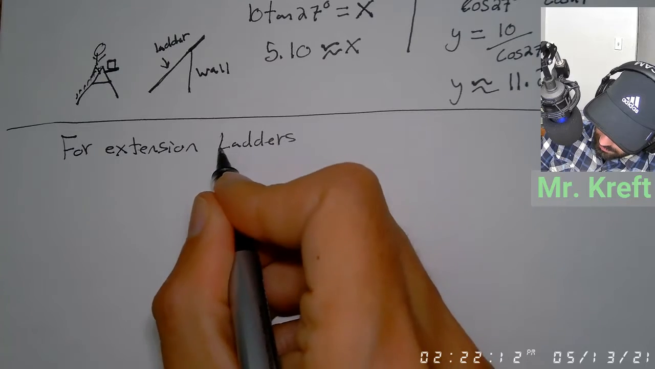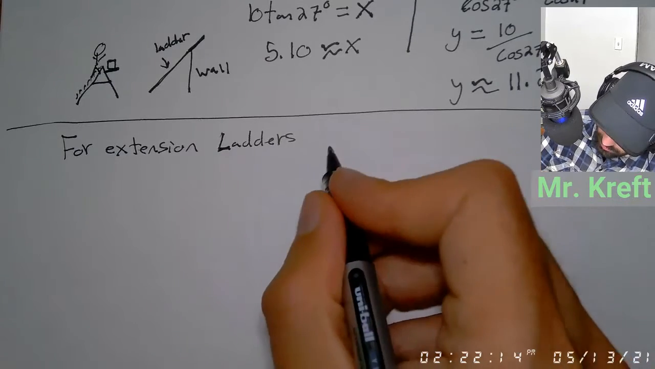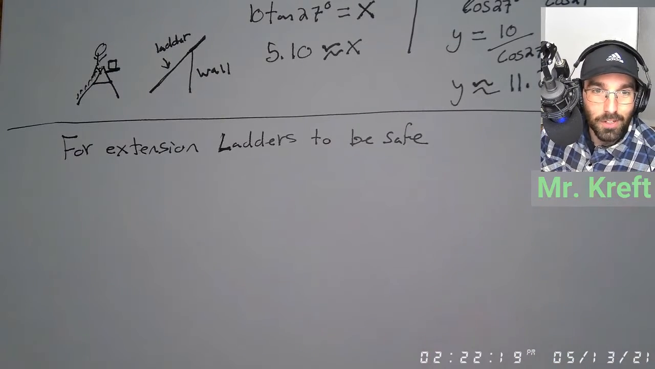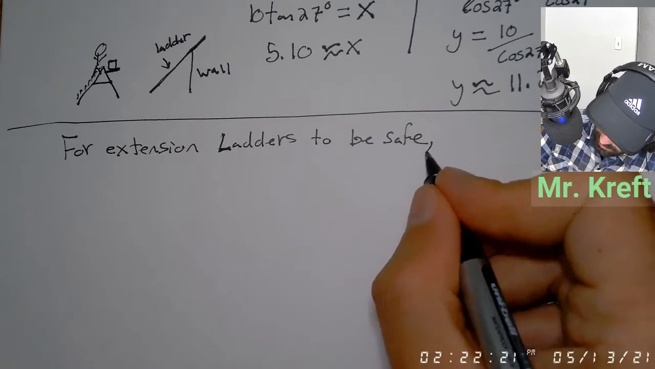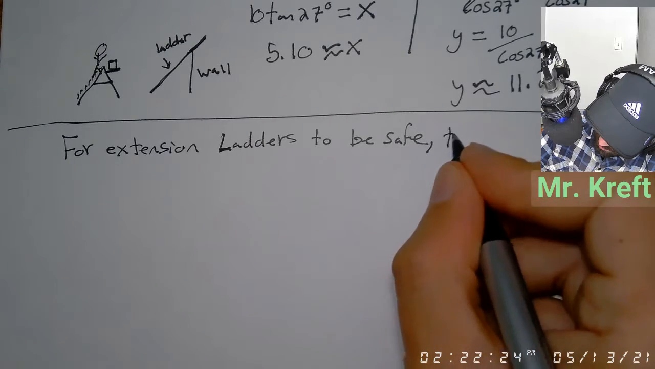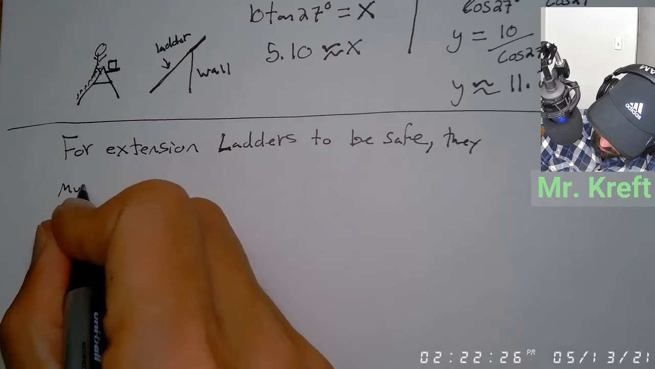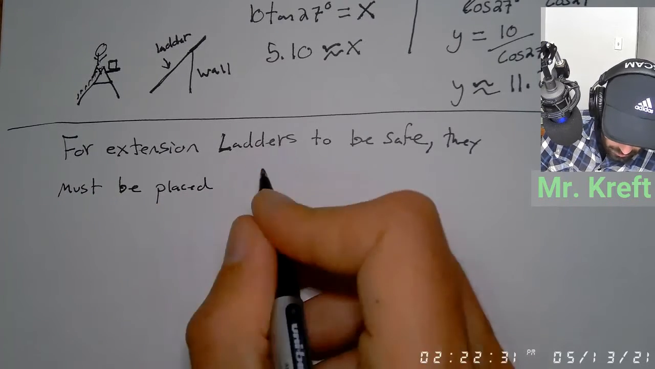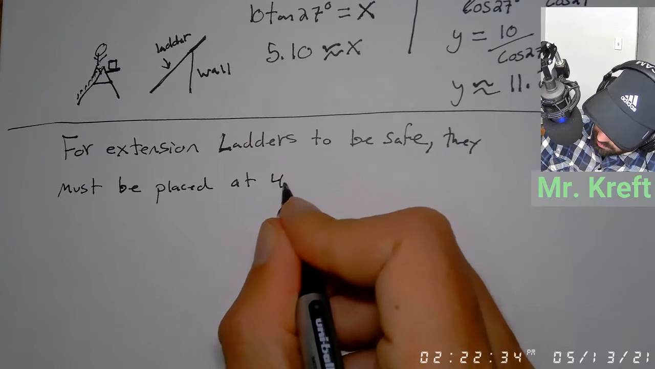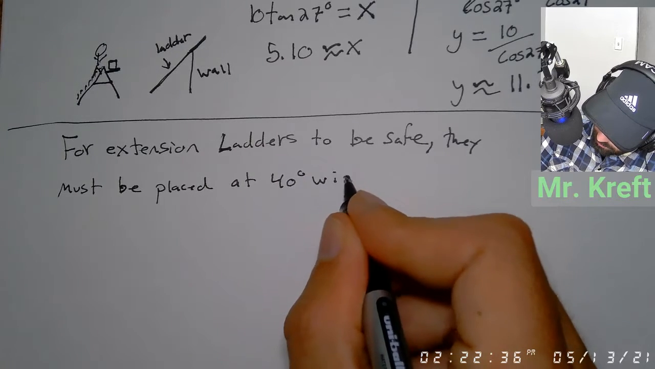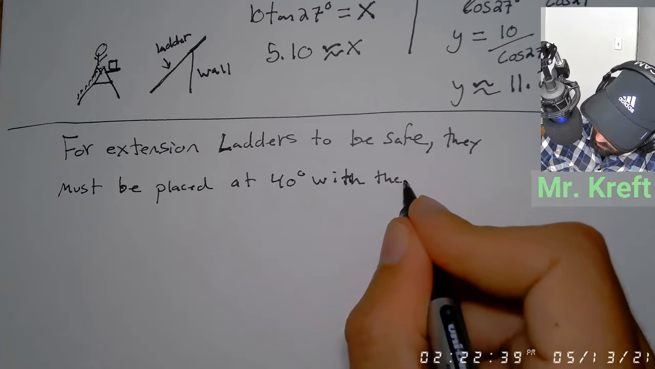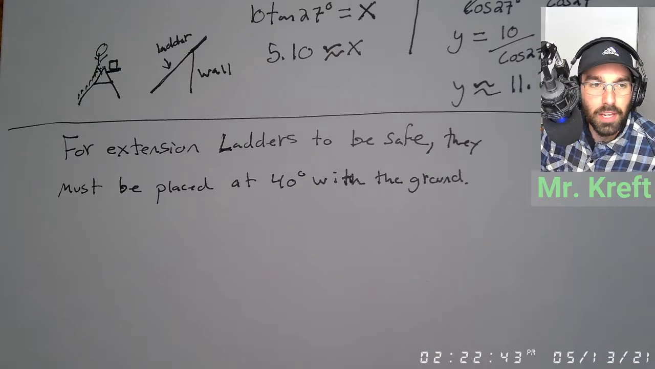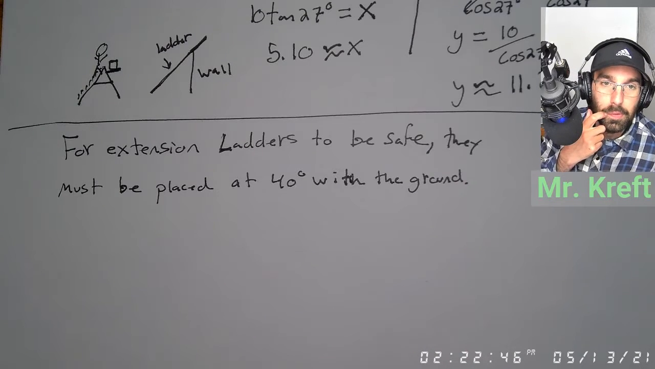I don't know why I capitalized ladders. I'm so sorry. Ladders to be safe, right? Because we wouldn't want to do something that's not safe. They must be placed at 40 degrees with the ground. Okay, so for extension ladders to be safe, they must be placed at 40 degrees with the ground.